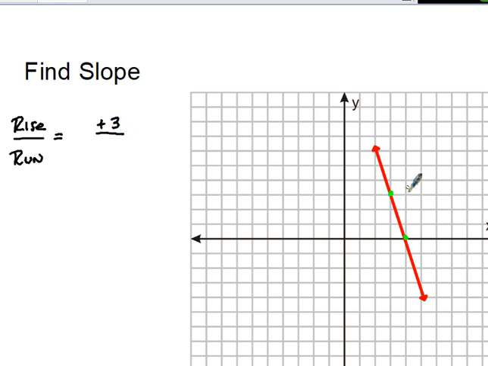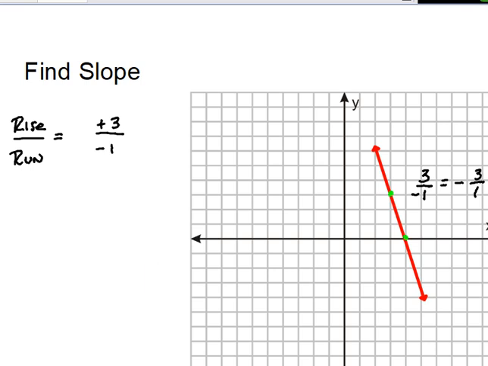Now my run is to move left or right, and in this case, I have to move to the left 1 unit to get over to this second point. So since I'm moving to the left on a number line, and moving to the left is a negative movement, my run is going to be a negative 1. So the slope of this line is going to be 3 over negative 1. You can also write that as just a negative 3 over 1. Same idea.